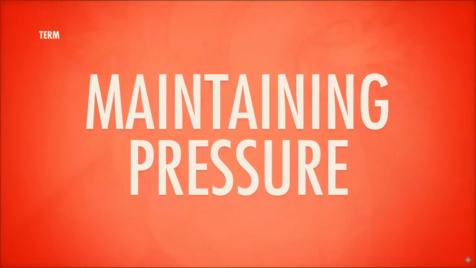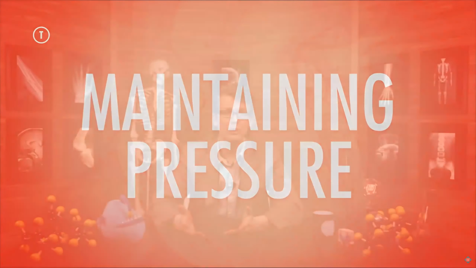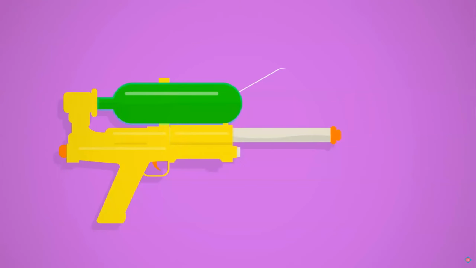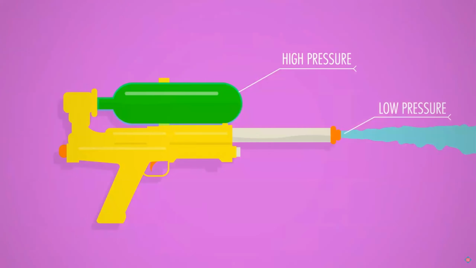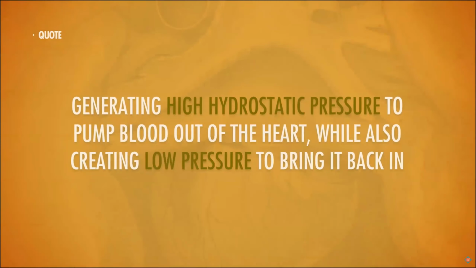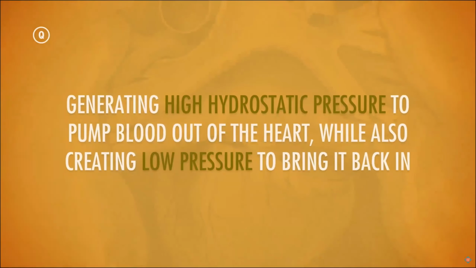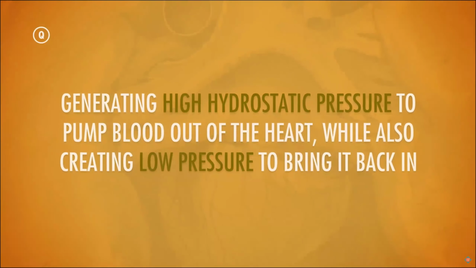The truth is, the heart is really just a pump. A big, wet, muscly brute of a pump. And it doesn't care about poetry or chocolate or why you're crying. The heart has only one concern: maintaining pressure. If you've ever squeezed the trigger on a squirt gun or opened a can of shaken soda, you've seen how fluids flow from areas of high pressure, like inside the gun or the can, to areas of low pressure, like outside. The heart's entire purpose is to maintain that same kind of pressure gradient by generating high hydrostatic pressure to pump blood out of the heart while also creating low pressure to bring it back in. That gradient of force is what we mean when we talk about blood pressure.